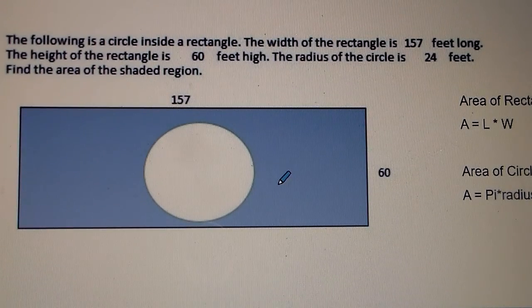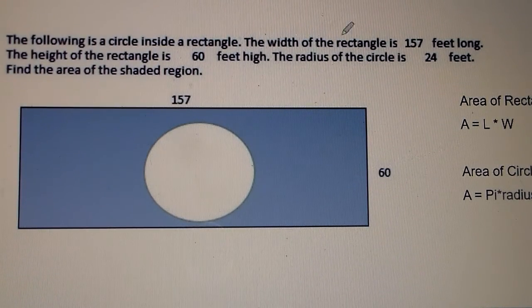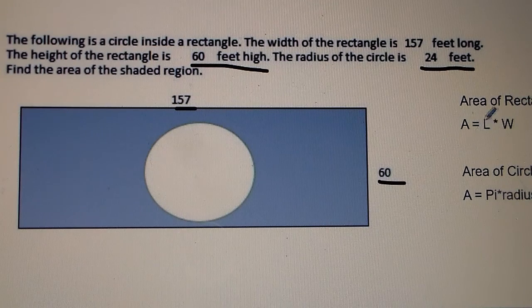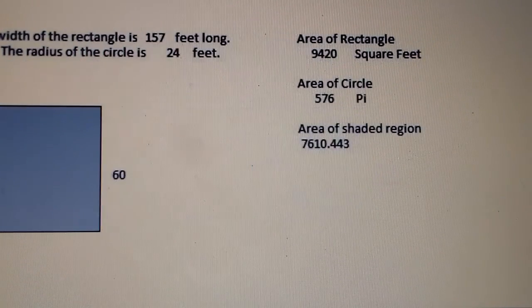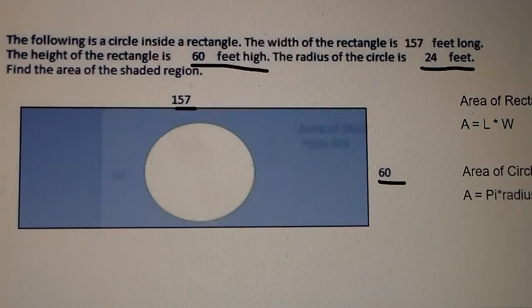Last one. So the following is a circle inside of a rectangle. The width of the rectangle is 157 feet long. The height of the rectangle is 60 feet high. The radius of the circle is 24 feet. Find the area of the shaded region. So to find the area of the rectangle, 157 times 60, because area is length times width. And we're going to get 9,420, because that's what length times width is of this rectangle.